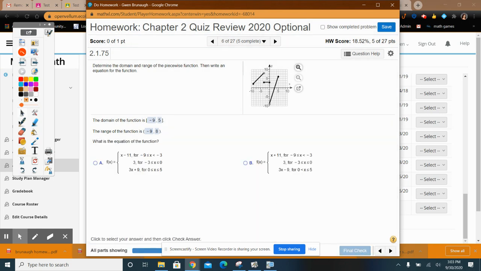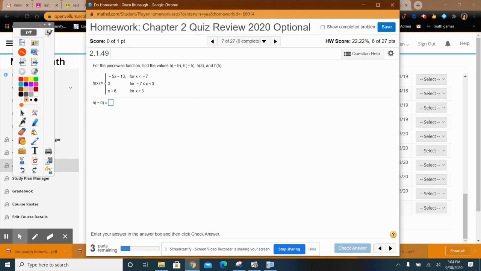What is the equation? Okay, well, let's see what we have here. We have a positive slope line, and it's a solid dot, open circle, solid dot, open circle. So what's different here? We got an x plus 11 and an x minus 11. If you extend this line, is the y-intercept going to be at positive 11 or negative 11? It's going to be at positive 11. That is the correct equation.